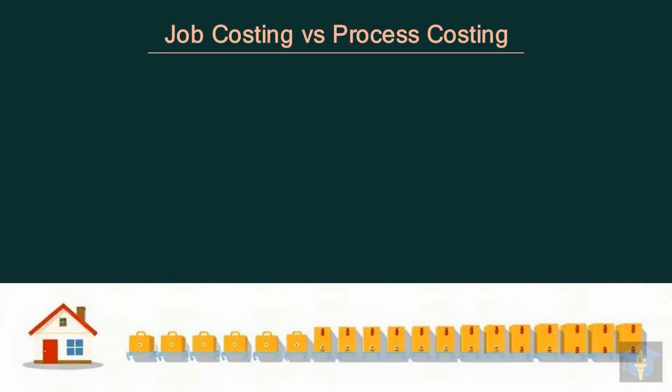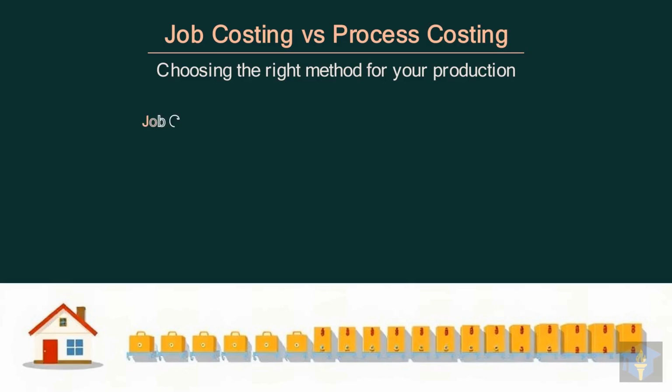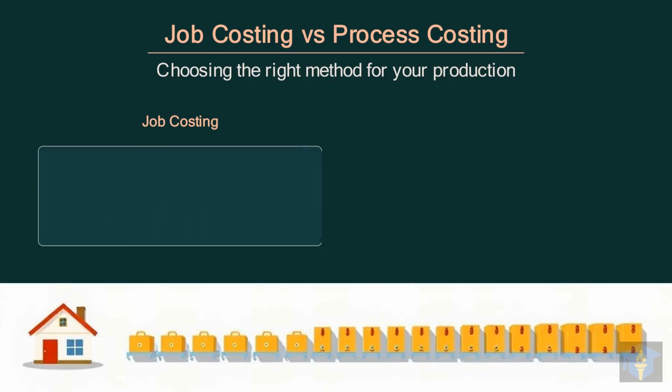Let's compare job costing versus process costing to understand when to use each method. Choosing the correct costing method is vital for accurate financial reporting and decision-making. Job costing is best suited for customized, distinct products or services, like a custom-built house. It is specifically used for unique, distinct products or services tailored to individual customer needs.